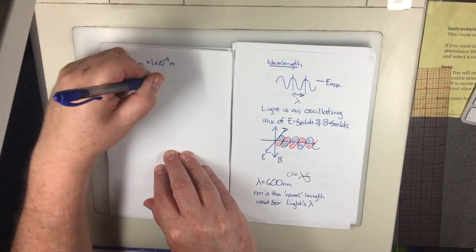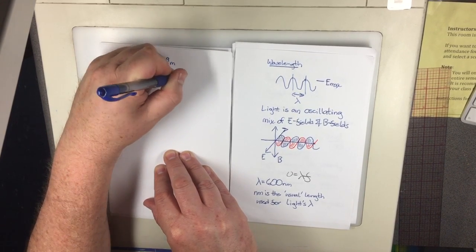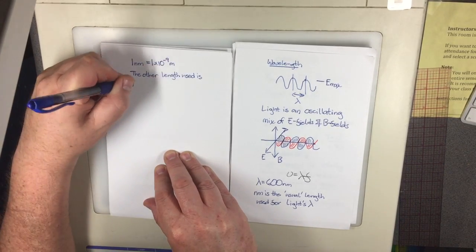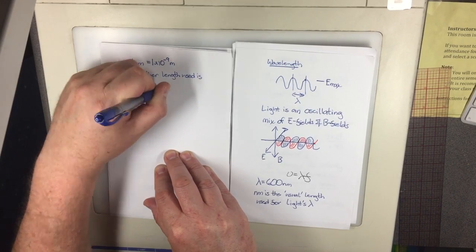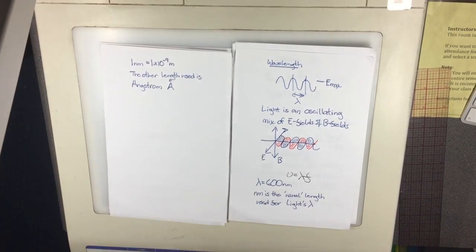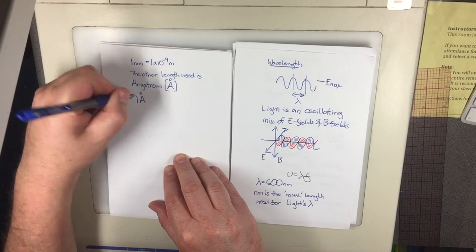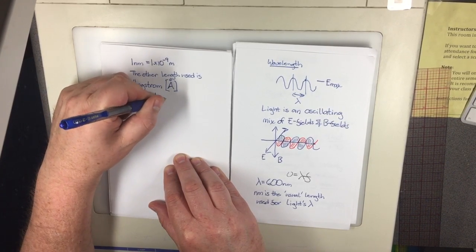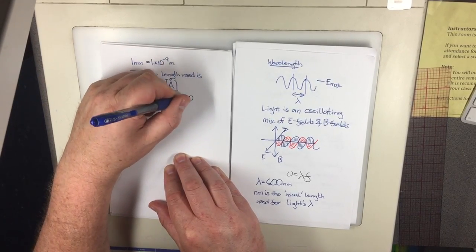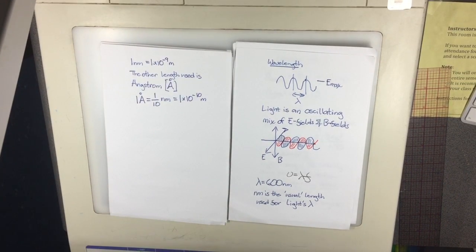The other length used is the angstrom, an A with a circle on top. And 1 angstrom is equal to 1/10 of a nanometer, which is 1 times 10 to the negative 10 meters. When you're playing around with optics, you see a lot of nanometer units and a lot of angstrom units. When I think about light, I tend to use nanometers.